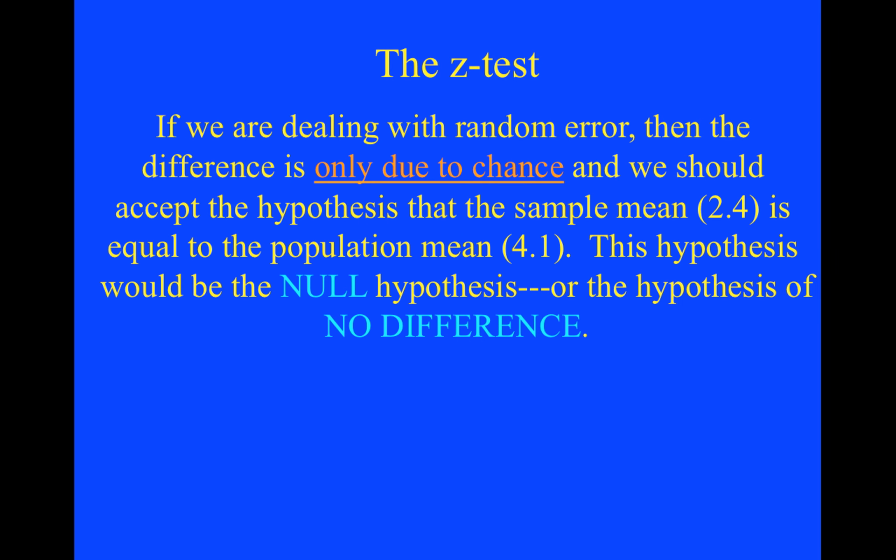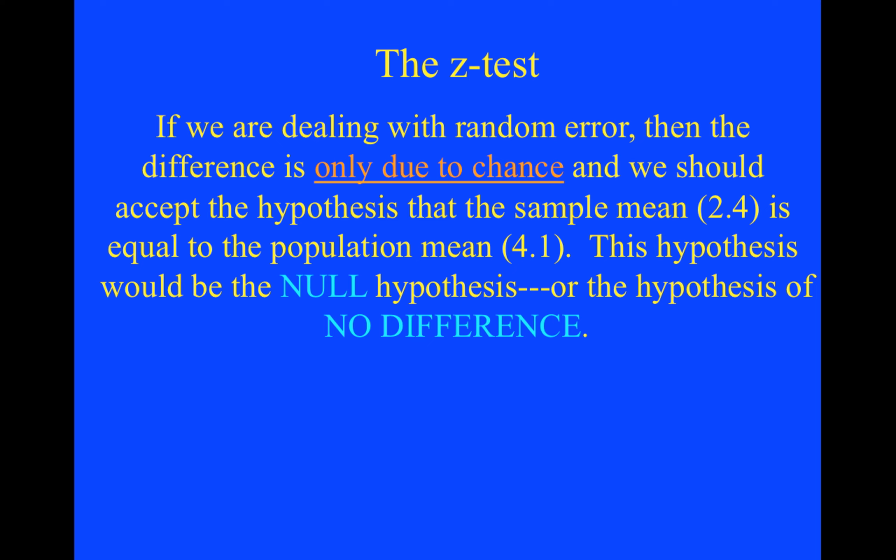Well, we can determine that with the z-test. If we're dealing with just sampling error, then the difference between our sample mean of 2.4 and the population mean of 4.1 is only due to chance, and we should accept the hypothesis that the sample mean is in fact equivalent to the population mean. I don't mean equivalent in exact numbers, but equivalent in the sense that the sample mean is representative of that population mean. It isn't really different, even though it's different in magnitude. We would conclude that it is representative of that population mean of 4.1.